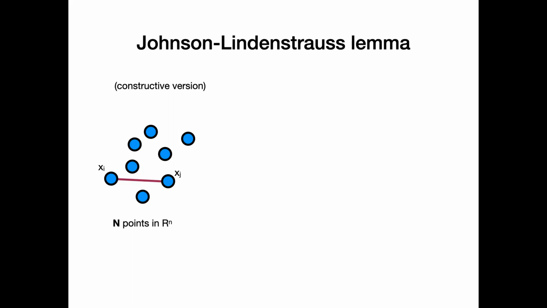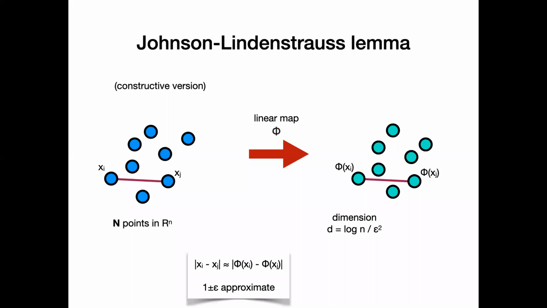And we are just not happy with this being such a large dimension. And we're just saying, okay, existentially, there exists a map into much smaller dimension that approximately preserves the distances between those points. You can go from dimension n to dimension log n over epsilon squared by introducing only 1 plus minus epsilon change in these distances.